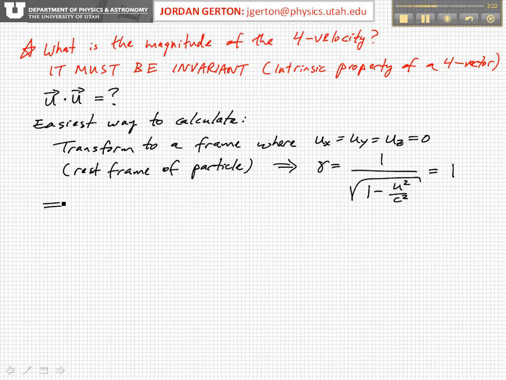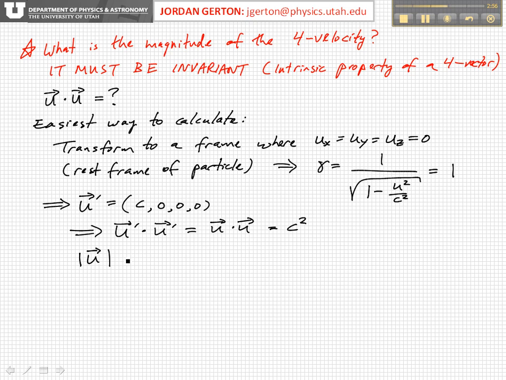Okay, so in that coordinate system, the four velocity is just equal to (c, 0, 0, 0), and so u prime dot u prime, which by the way has to be the same as any general four velocity dotted into itself, is just equal to c squared. And so what we see is that the magnitude of the four velocity is equal to c. So that's interesting. That may be puzzling because in general some particles can move more quickly, some more slowly, but for all particles, no matter what their velocity, the magnitude of their four velocity is equal to c.